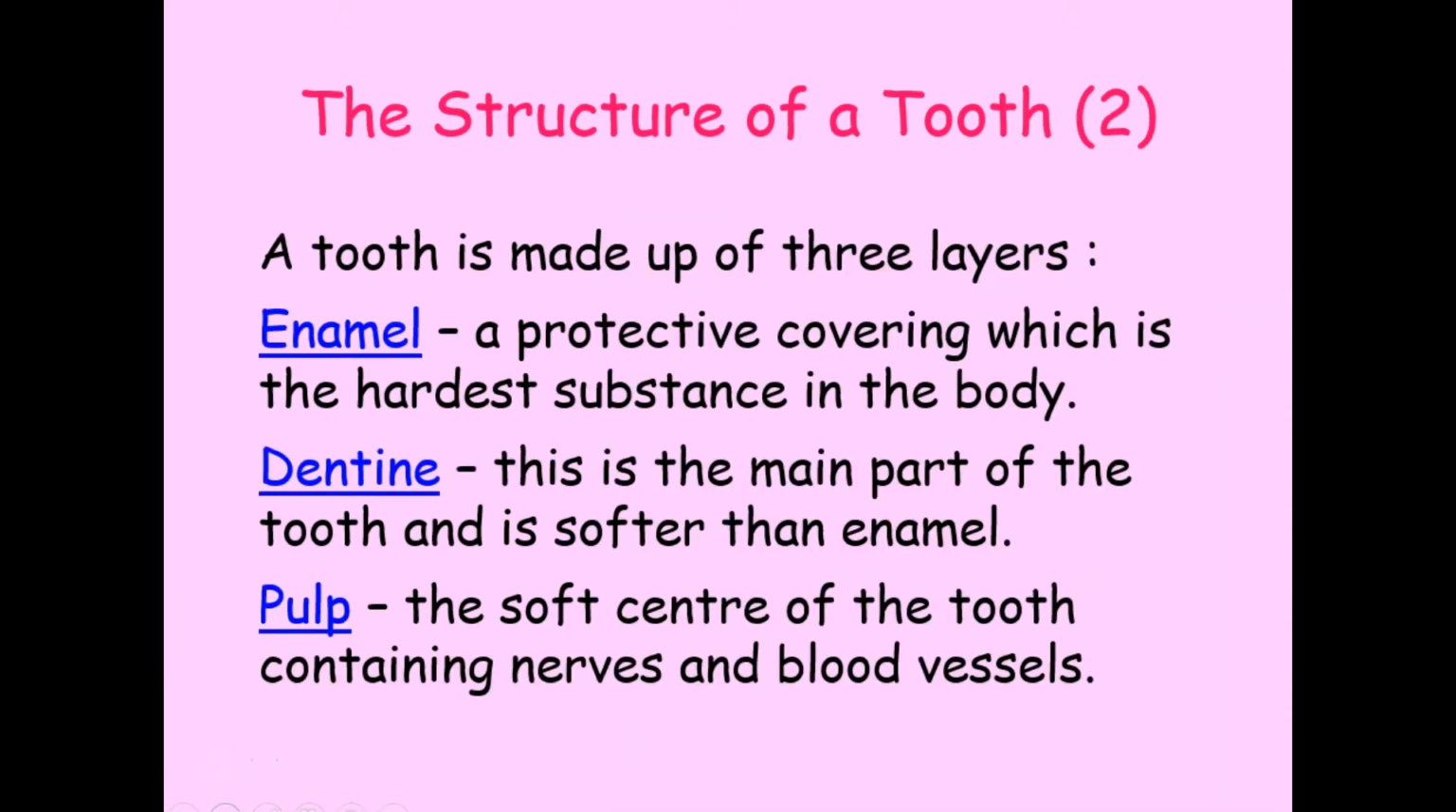Now, the tooth is actually made up of 3 layers. First of all, there's the enamel. That's the white substance which protects your teeth and covers a softer material inside called dentine. The enamel is actually the hardest substance in your body. Dentine is the main part of your tooth though. It's much softer than enamel and it does need protecting because it wears away really easily. And then finally you have the pulp, which is the soft centre of the tooth containing nerves and blood vessels.